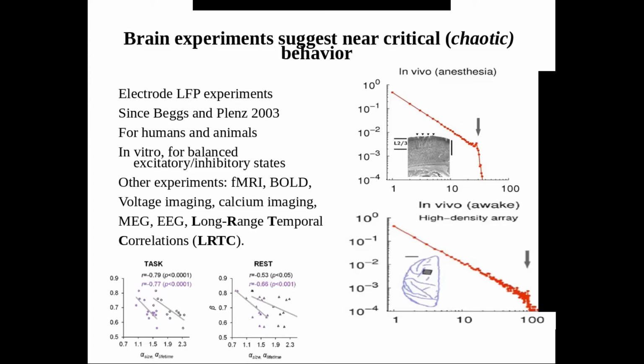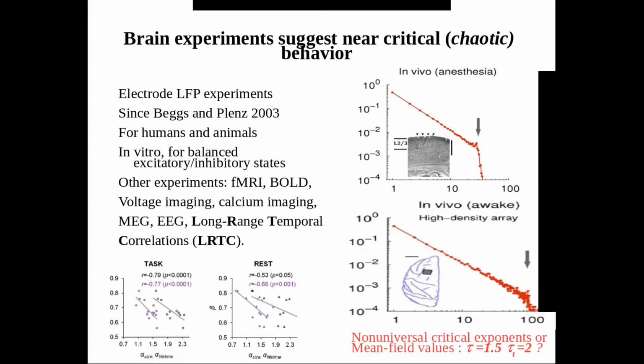On the plots, you can see the exponents measured in the task and in the rest states for the lifetime and for the size, the total spatiotemporal size of the avalanches measured, as a function of some controlling parameter of the measurements, which I won't go into details. You see that these alphas provide values for the size around 1.5, and for the lifetime somewhat larger, around 2, in both task and rest states.